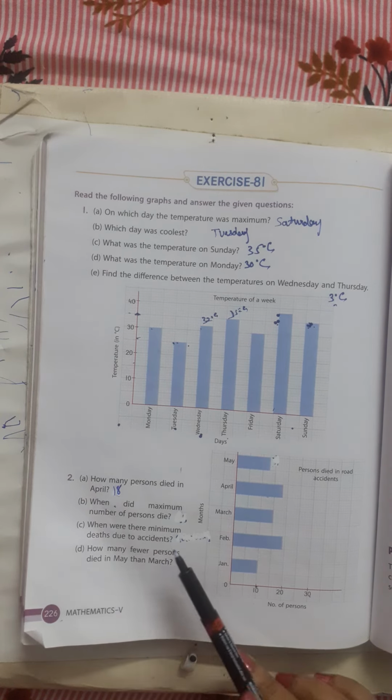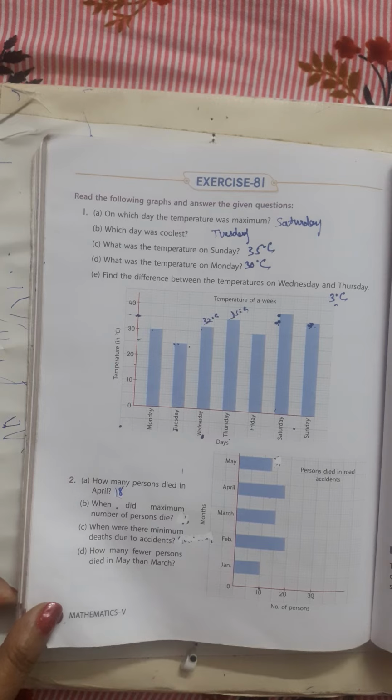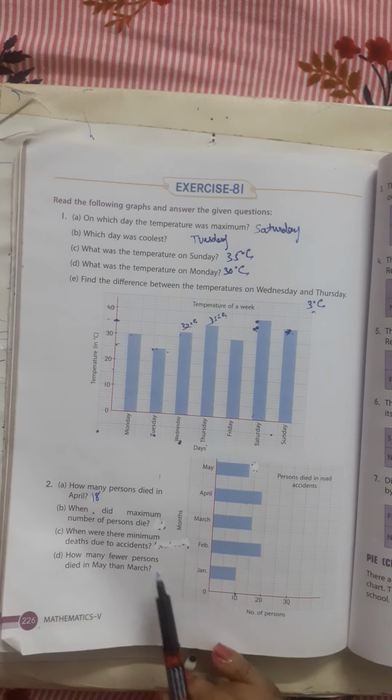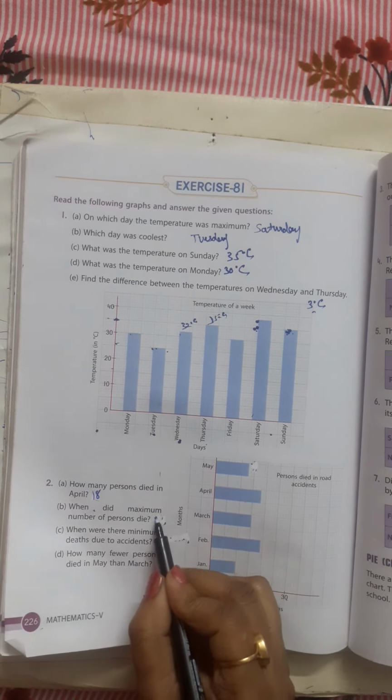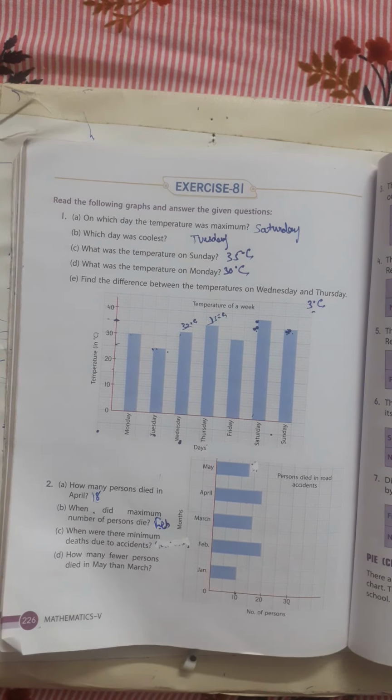Second question: when did the maximum number of persons die? We have to find the month in which the most persons died due to road accidents. So we can see the February bar. You can see this is the longest bar, so we can say the maximum number of persons died in the month of February. In the month of February, maximum persons died due to road accidents.